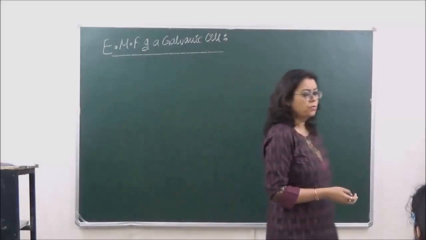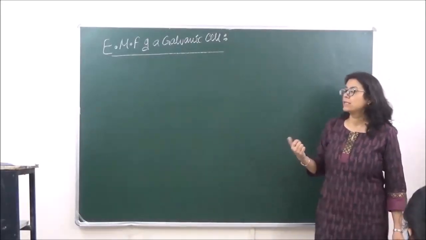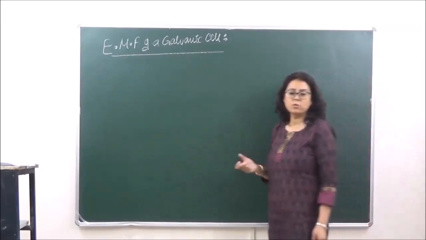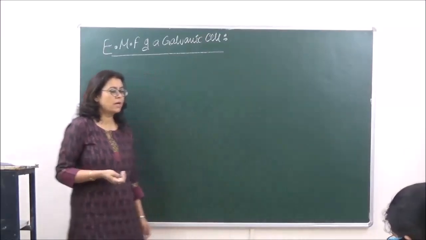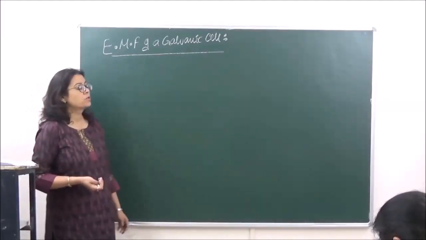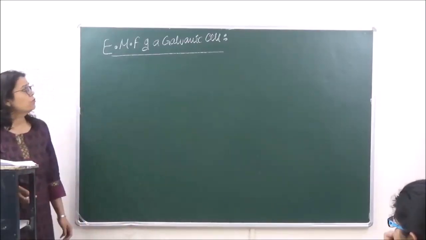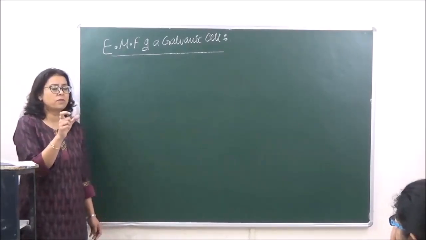What did we do? We did the galvanic cell, and we also said the galvanic cell had two different compartments, one known as the oxidation half cell and the other known as the reduction half cell.